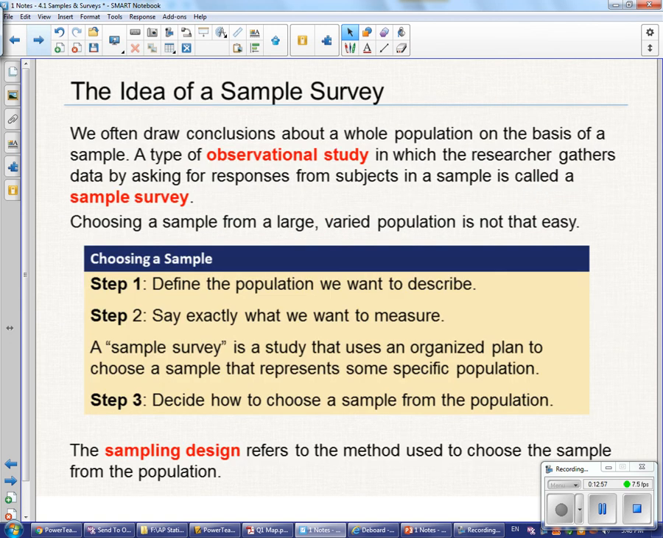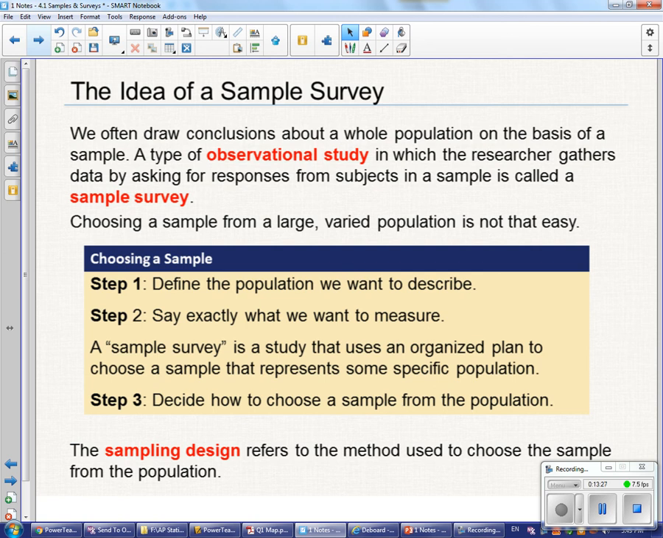Okay, so the idea of a sample survey. We often draw conclusions about a whole population on the basis of a sample. A type of observational study in which the researcher gathers data by asking for responses from subjects in a sample is called a sample survey. Pretty self-explanatory. Choosing a sample from a large varied population, though, is not easy. And the first step really is to define the population that you want to describe. And that is not as easy said as done.